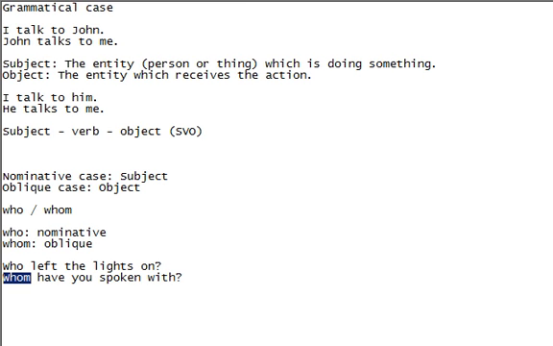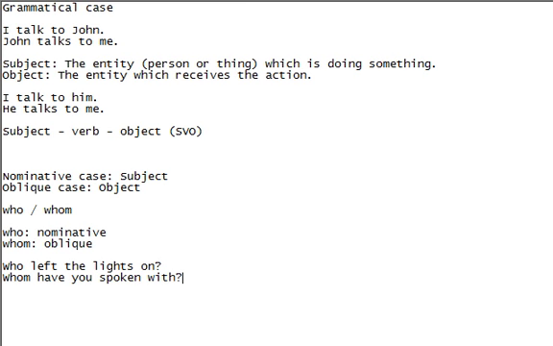And that's the difference. Basically, if you're asking about somebody who did something, then it's the nominative case, and so it's who. If somebody had something done to them, it's whom. Sometimes it's kind of difficult. It takes some practice. If you're not used to thinking about it in this way, it definitely takes some practice. But generally speaking, it's that simple. It's as simple as, did the person do something, or did they have something done to them?